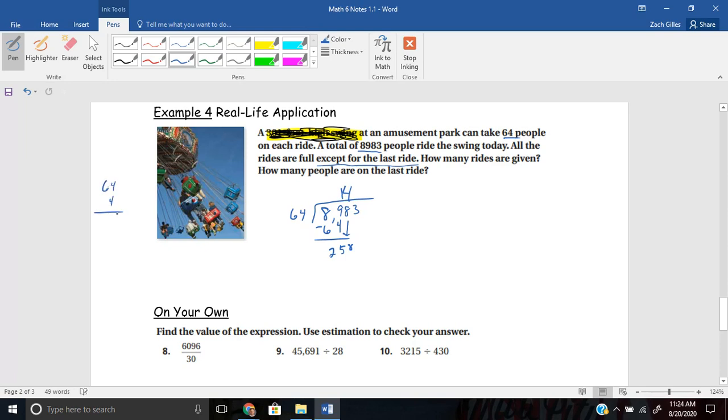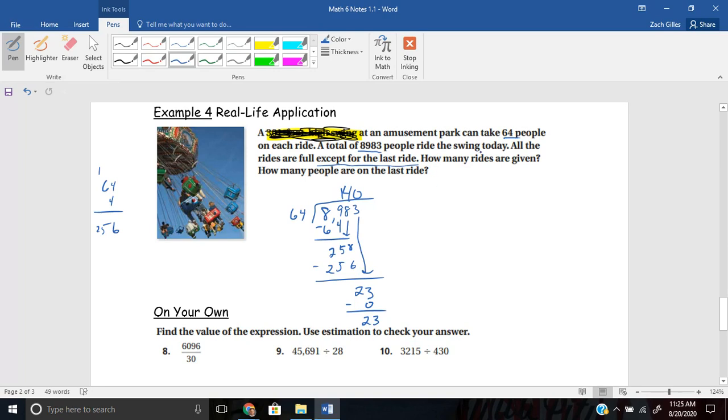64 times 4. 16, 24, 25. Ooh, that's really close. That's awesome. So 256. And if I subtract it, I'd get 2, and that's it. And bring down my 3. Okay. And now, how many times does 64 go into 23? Well, 0 times, because it's too big. So if I subtract, I still have that 23 left over.